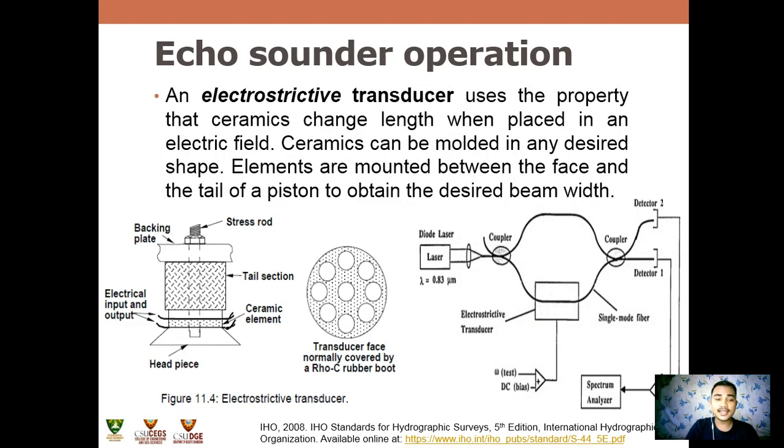So next is the electrostrictive transducer, which uses the property that ceramics change length when placed in an electric field. Ceramics can be molded in a desired shape, and elements are mounted between the face and the tail of the piston to obtain the desired beam width. So this is its form. There is a piston, then we have ceramics molded to the desired shape, and here are the properties, or the composition, of the electrostrictive transducer.